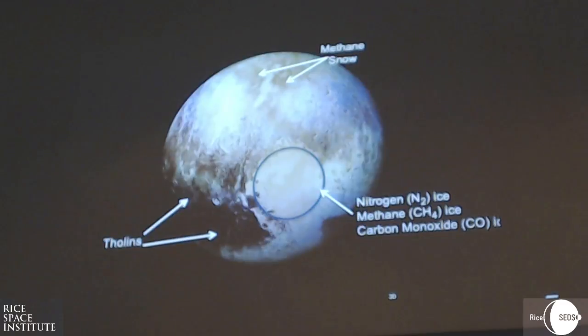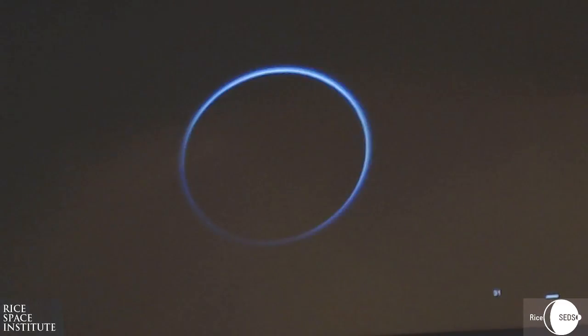These are complex compounds that are made up of carbon and hydrogen rearranged, not like methane, but more like ethylene and acetylene and a number of other things. And it's because of the breakup of the material that we see, and that must be occurring in the atmosphere.